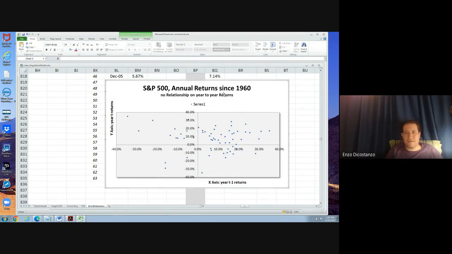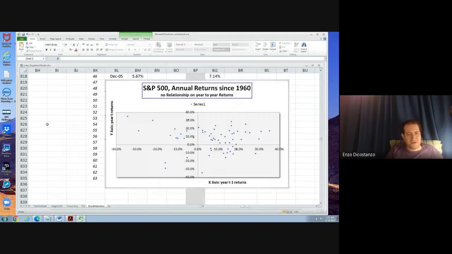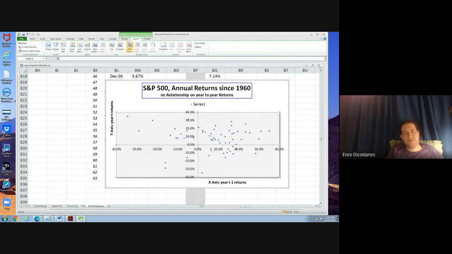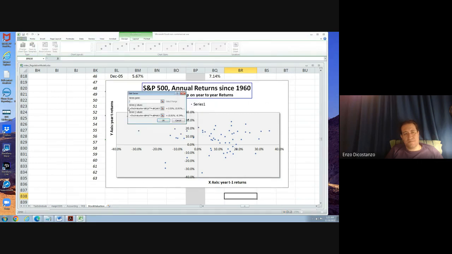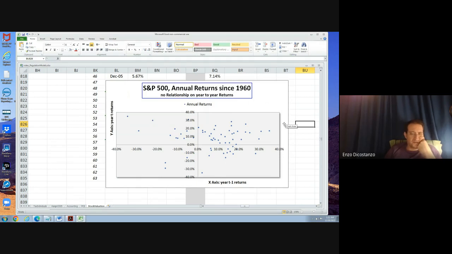Okay. Put a border around. We don't want to fill. We want a border or something like that. All right. No relationship. And these are annual returns. Click here. Okay. Those are annual returns.